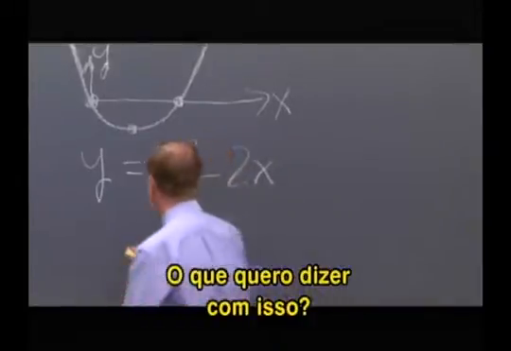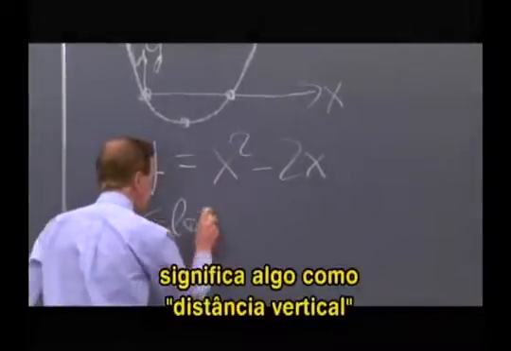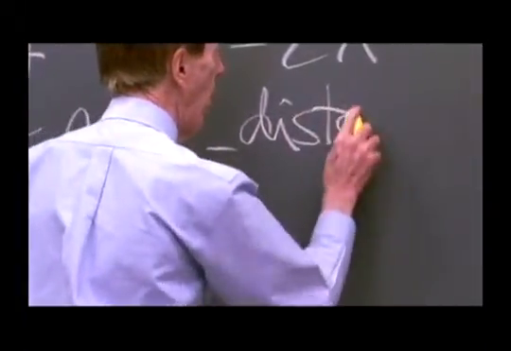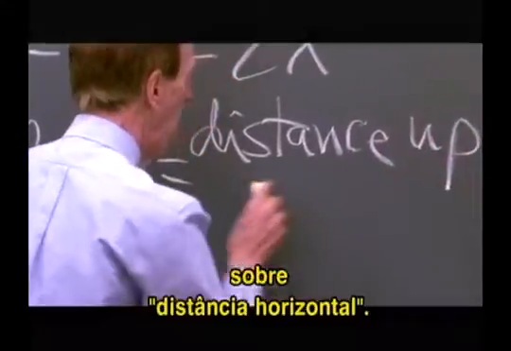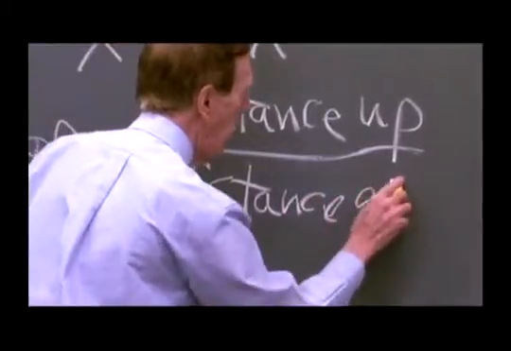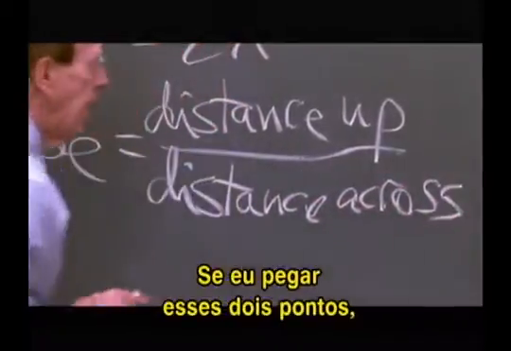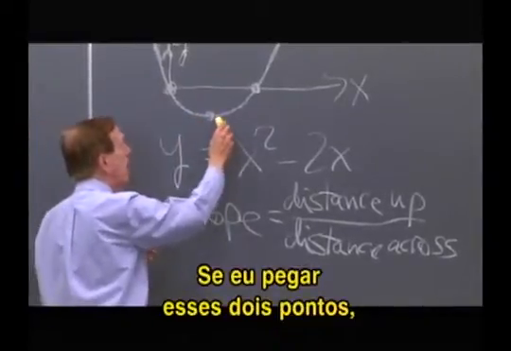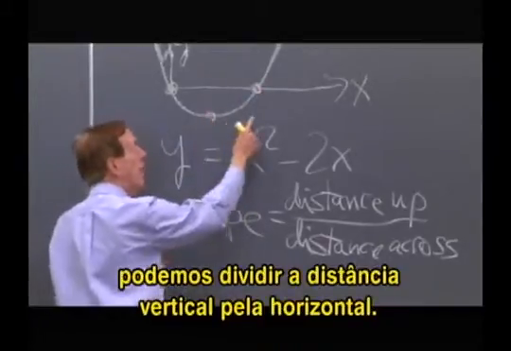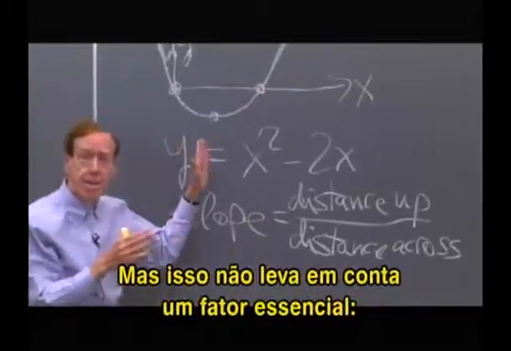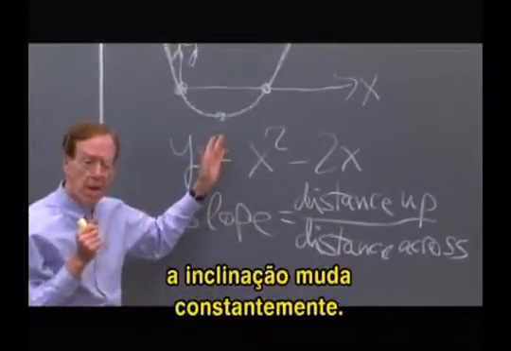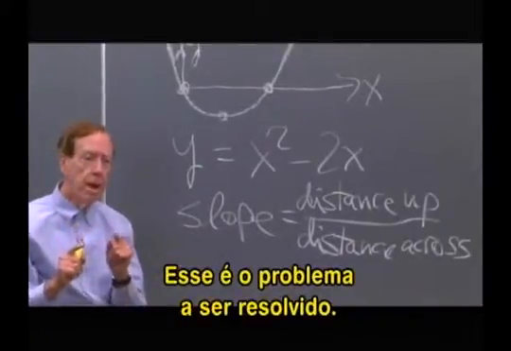What do I mean by slope? Slope stands for sort of distance up over distance across. That's what slope means. And if I take, say, between this point and this point, the distance up over that distance across, that doesn't take into account the key fact that the slope is changing all the way. So this is the problem that had to get solved.